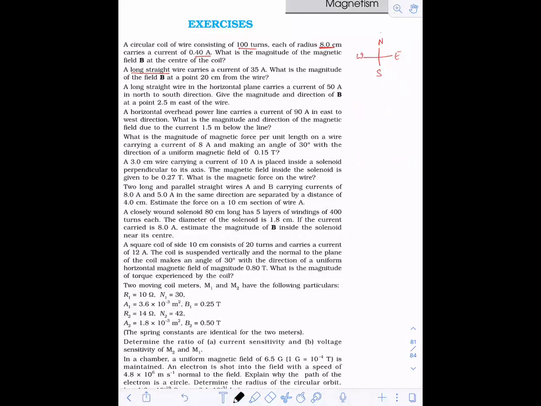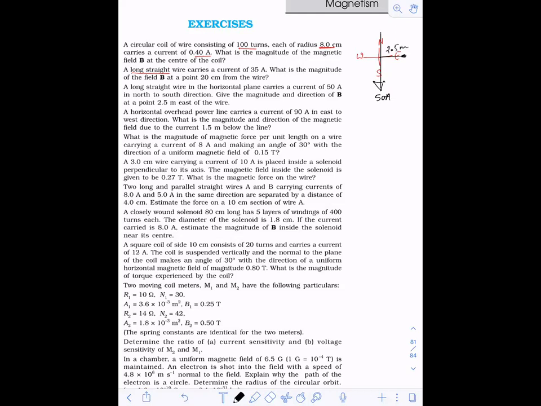From north to south direction, it is moving like this. And having a current of 50 ampere. Give the magnitude and direction of B at a point 2.5 meter east of the wire. So 2.5 meter east of the wire here, the distance is 2.5 meter.